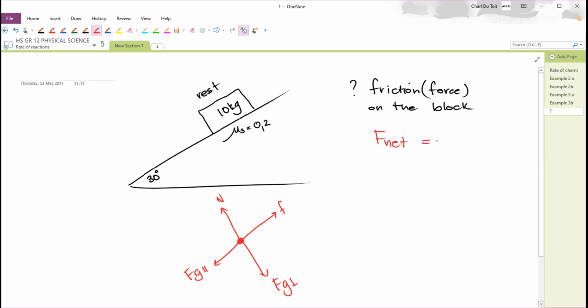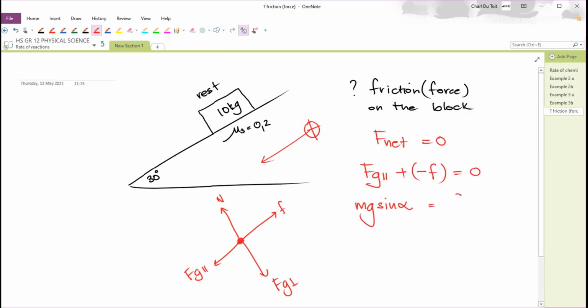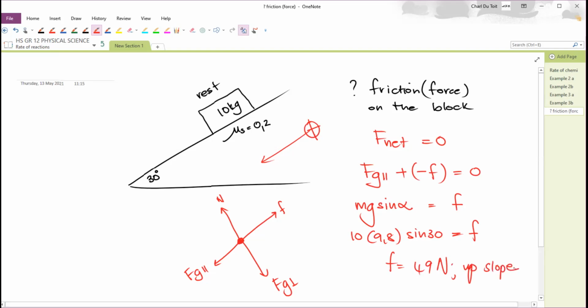F net equals 0 because the block isn't moving. So now I'm choosing the downward movement as positive. So the FG parallel force is positive plus a negative friction will give me 0. FG parallel is mg sin alpha, and that equals friction. Mass times 9,8 and then sin 30. That's the friction, and that is 49, I think. So the frictional force is 49 newtons up slope. Okay. That's one way of doing it.